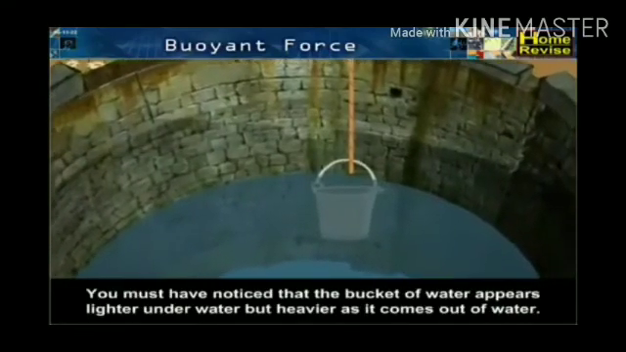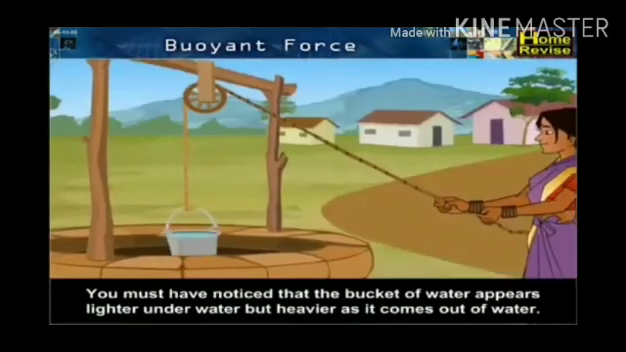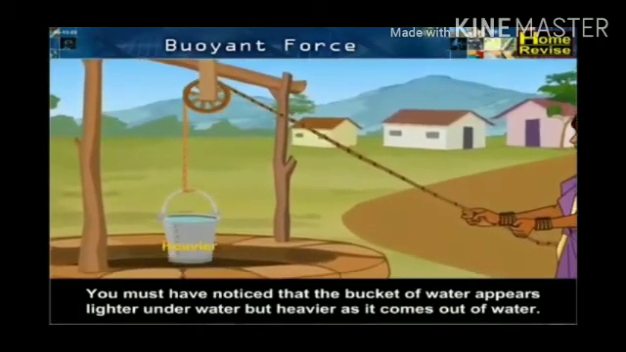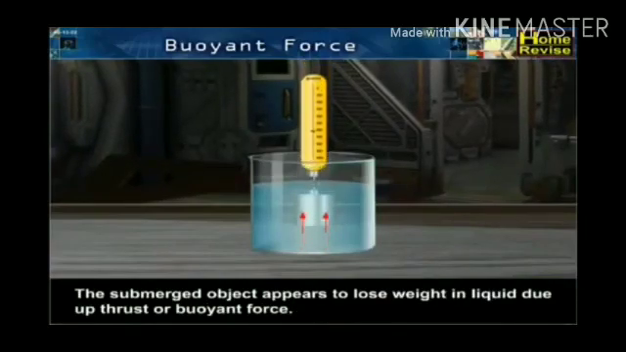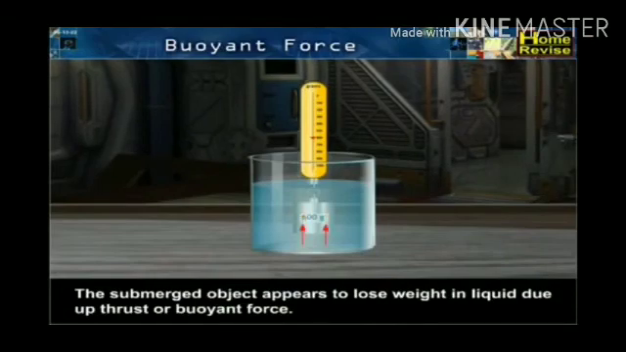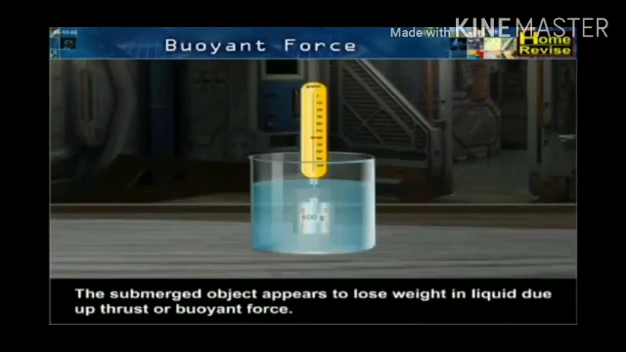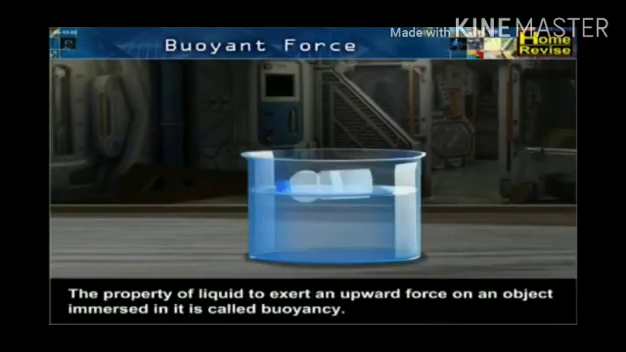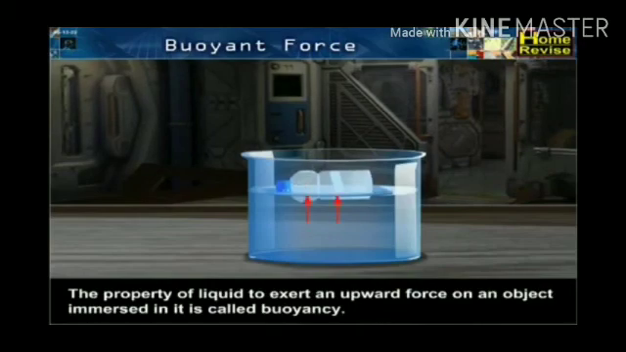So here is another example. You must have noticed that a bucket of water appears lighter underwater. The reason is that the submerged object appears to lose weight in liquid due to upthrust or buoyant force. And we feel more weight above the surface of water.